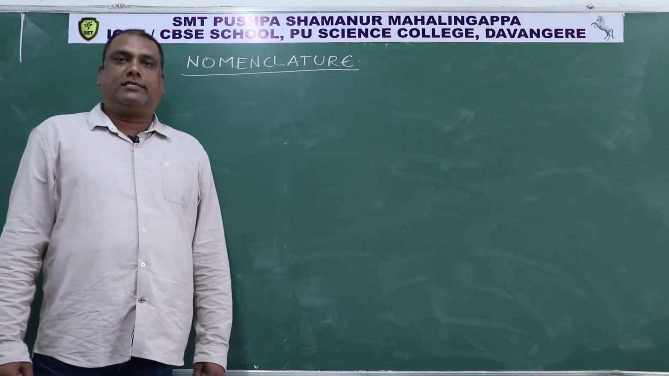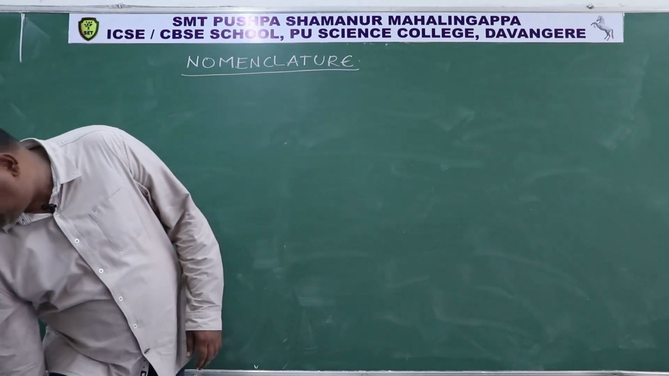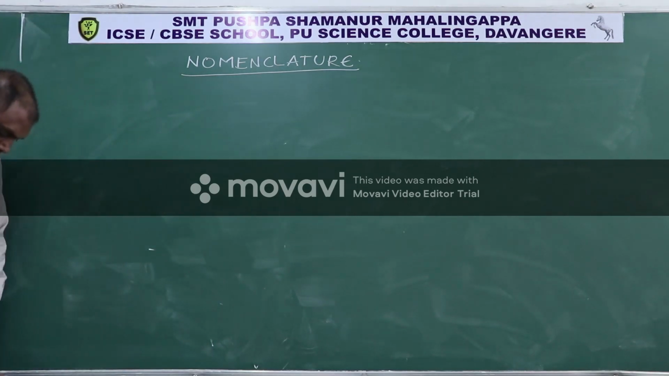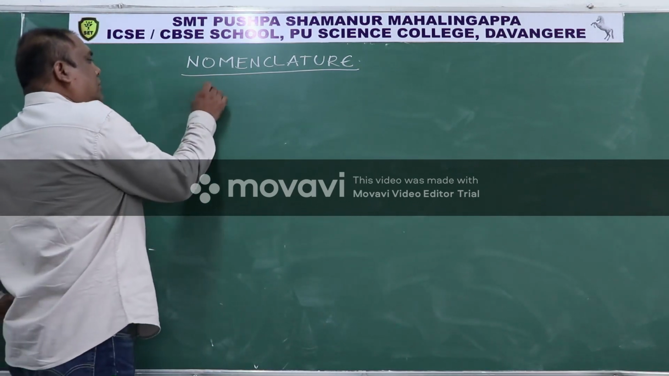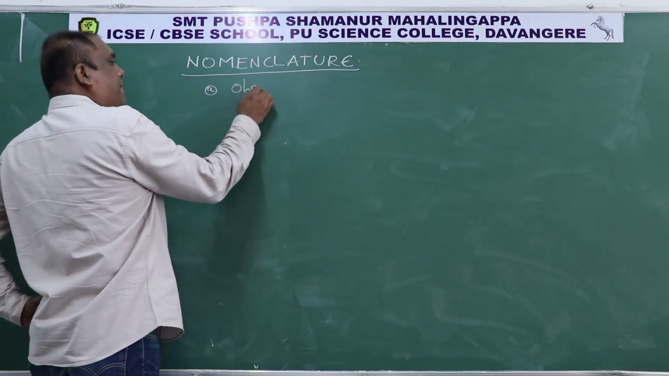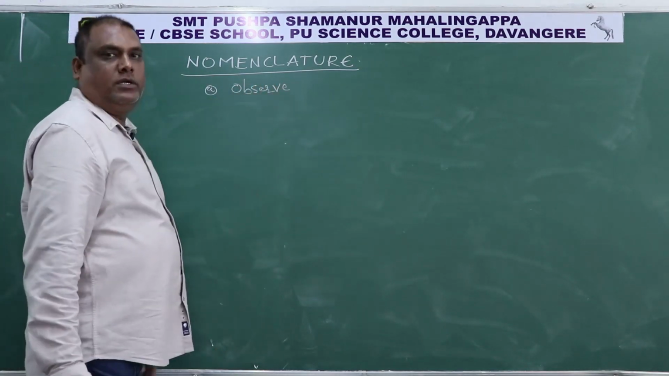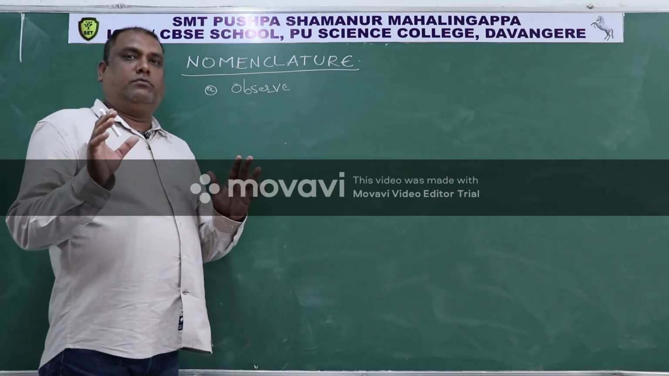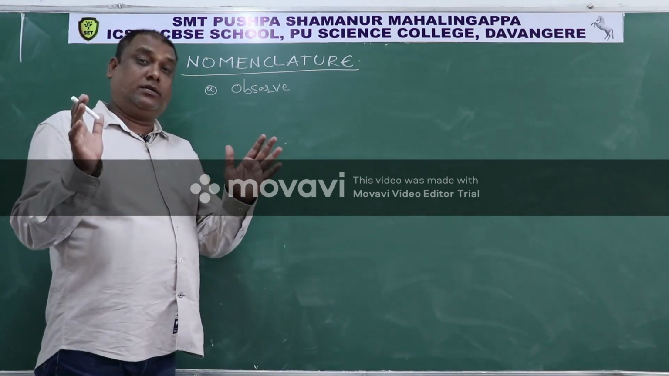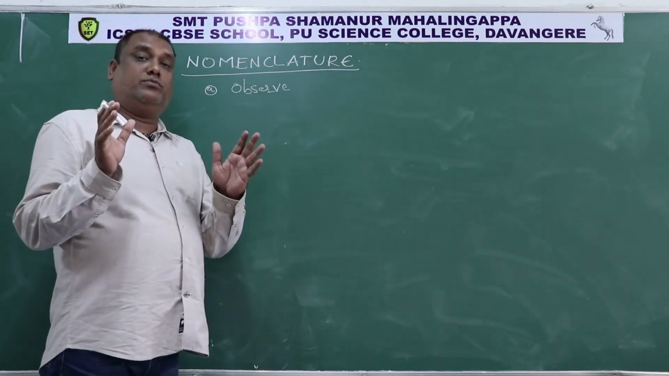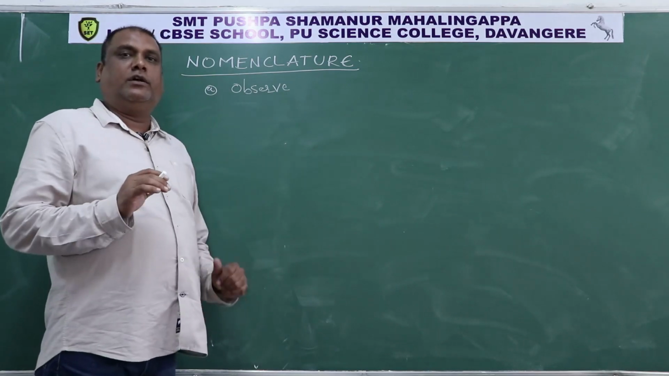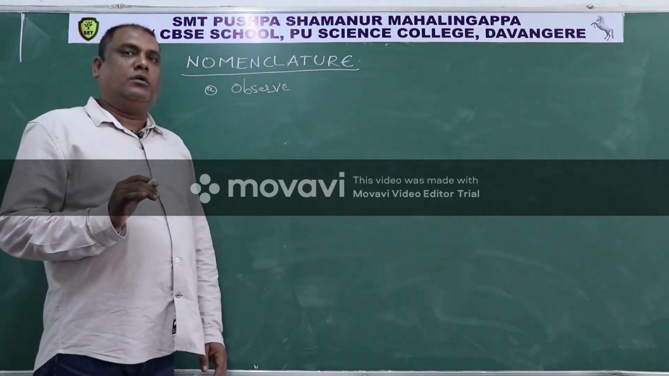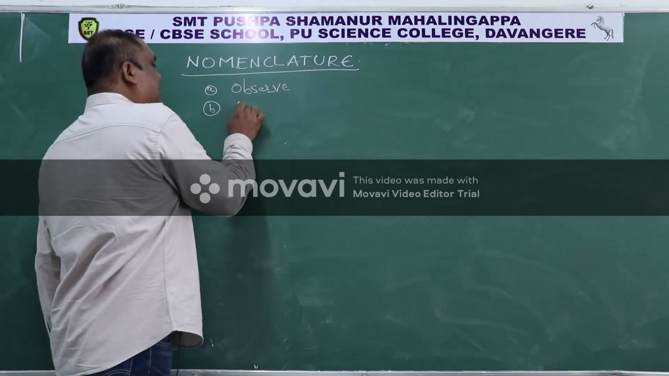Dear students, in the last class I have just started nomenclature of organic compounds. I told you that first observe the structure of the organic compound. You have to observe the different chains, the functional groups, the side chains and all. After observing, you have to select one chain as the main chain. That is called selection of the main chain.